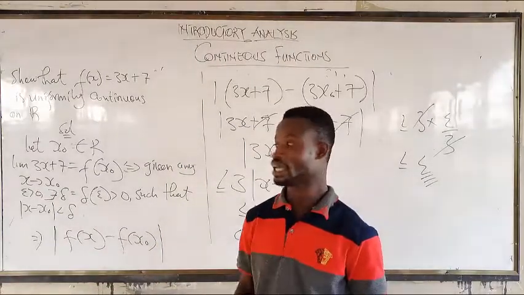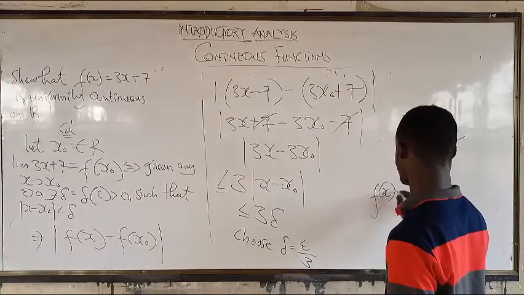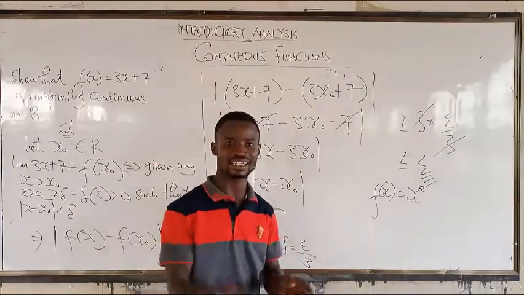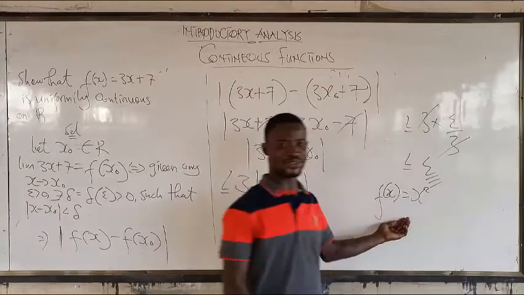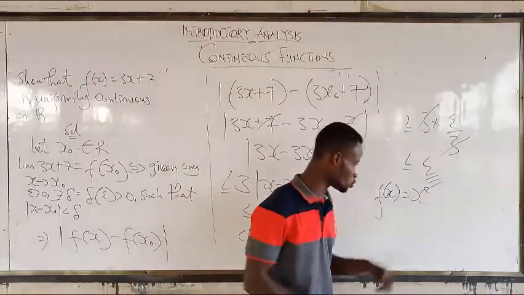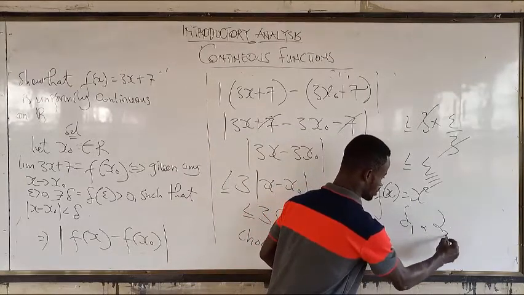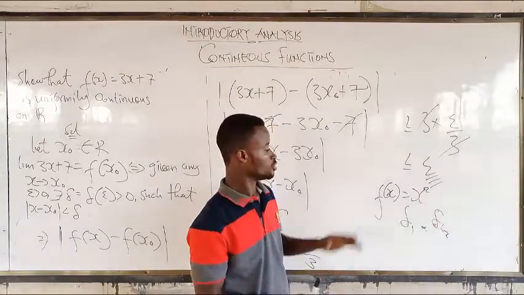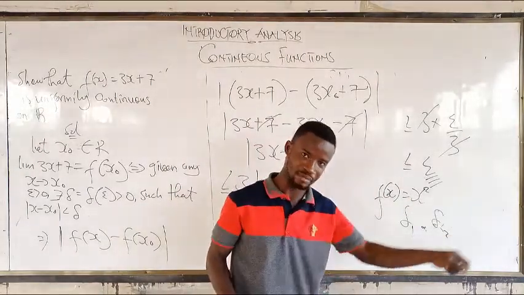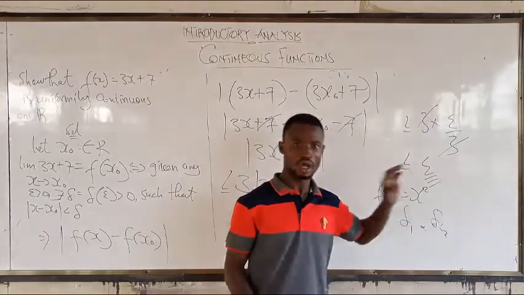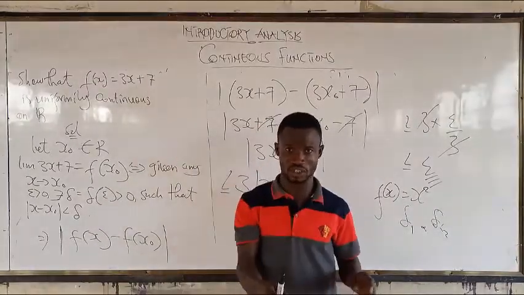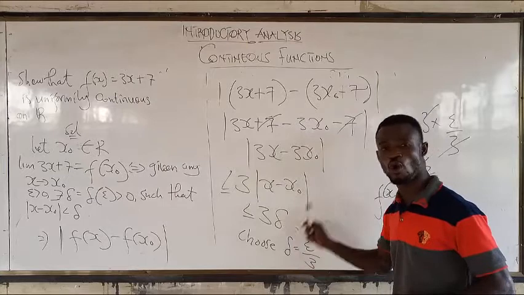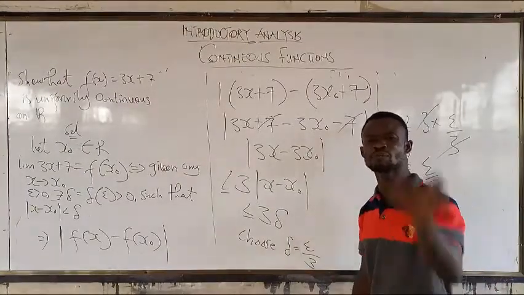From the first question, f of x was equal to s squared. That is quadratic. That is why we had delta 1 and delta 2, because it was a quadratic equation. So anytime you are dealing with a quadratic equation, be expecting to get it to be dependent because of the delta 1 and delta 2. But looking at what we had here, this is a linear equation. So if it's a linear equation, you are going to choose only one delta. And for that matter, it's going to be independent on delta.